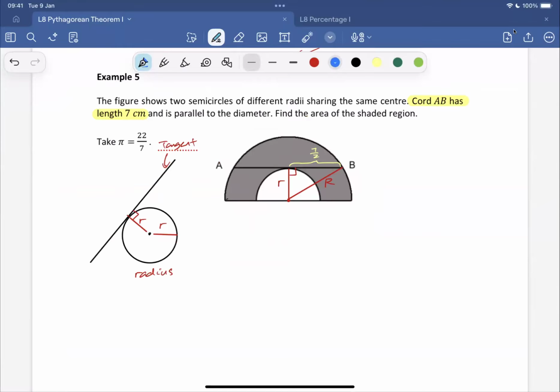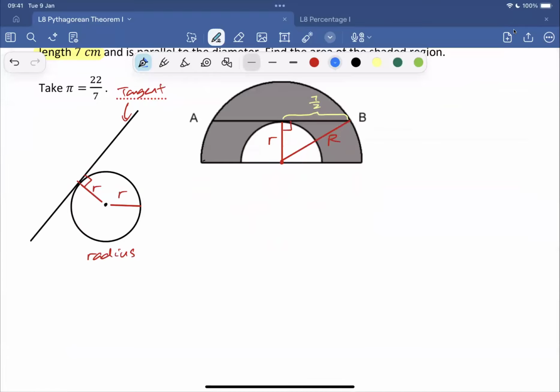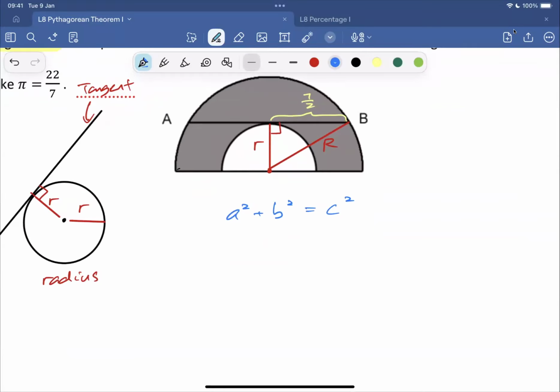So we can now use Pythagoras theorem. So tell me, what is the formula for Pythagoras theorem? A square plus B square equals C square. Correct. So can you tell me what is A? If you look at that right angle triangle in the diagram, what is A? Small r or big R? Small. Correct. Small r, okay? Small r. What is C? C is big R.